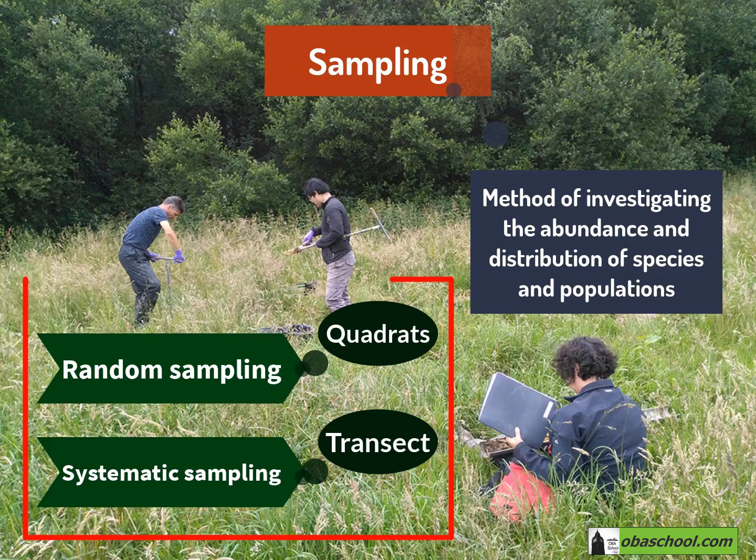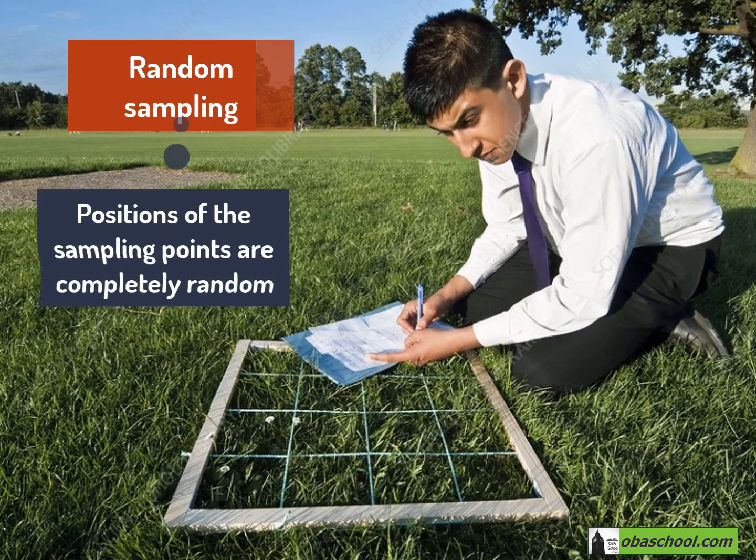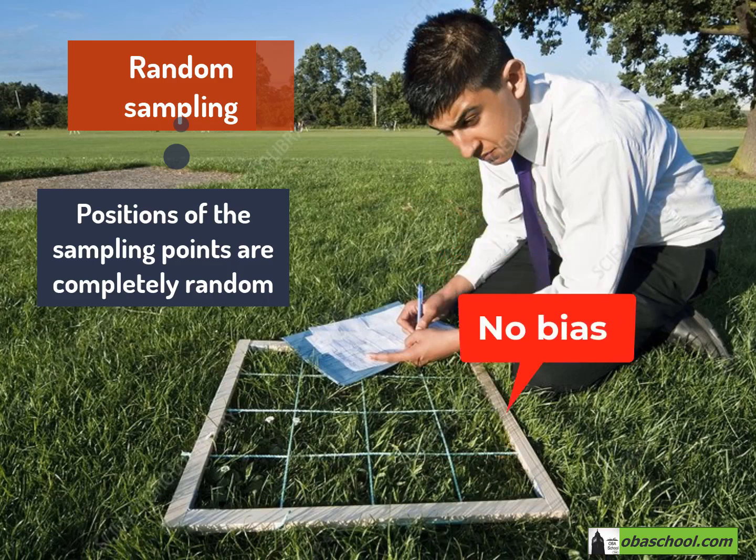So what is the difference between random and systematic sampling? Well, in random sampling, the positions of the sampling points are completely random or due to chance. So, this means that this method is beneficial because it means that there will be no bias by the person that is carrying out the sampling that may affect the results.